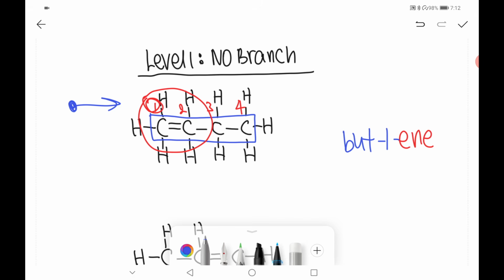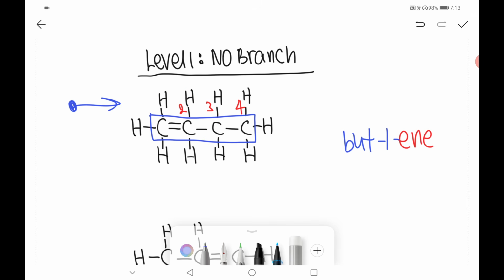Okay, this is called but-1-ene. Okay, but means you have 4 carbon. Ene means you have a double bond. 1 means the double bond is on the first carbon. Yeah, the double bond is on the first carbon. So the number here will tell you where the double bond is.